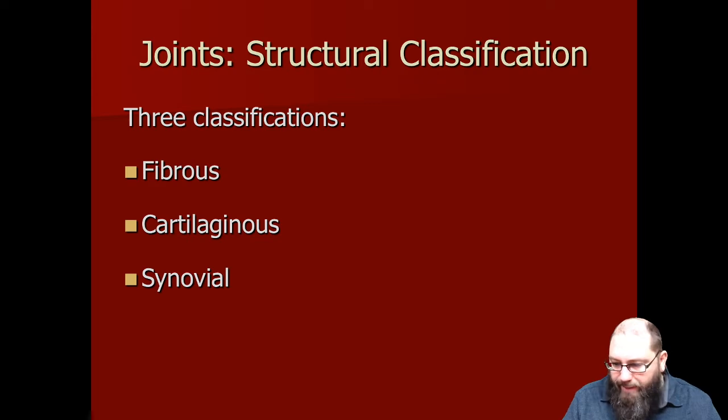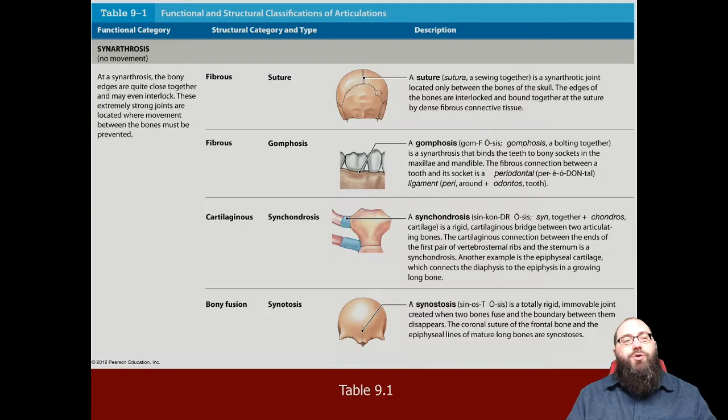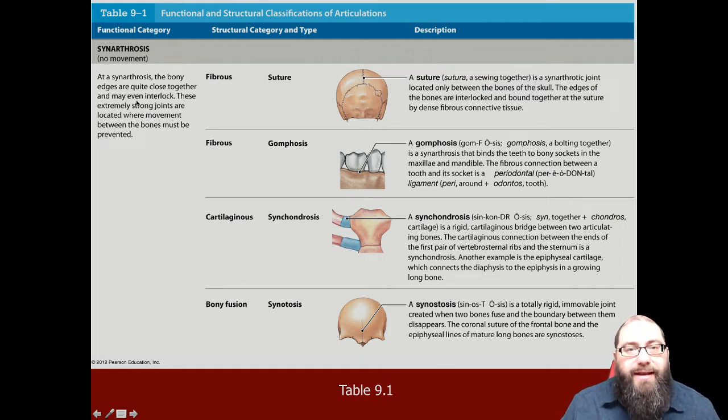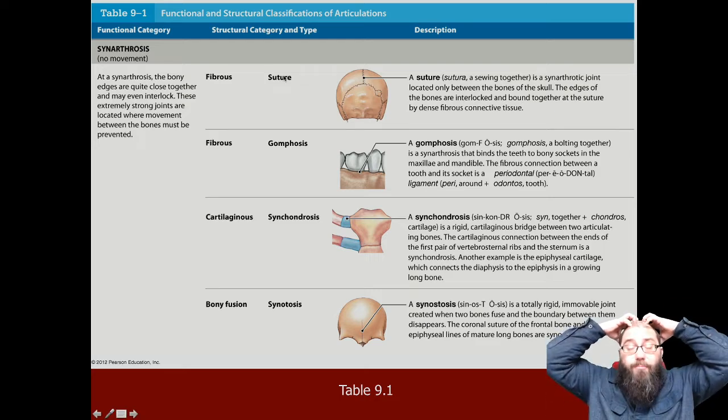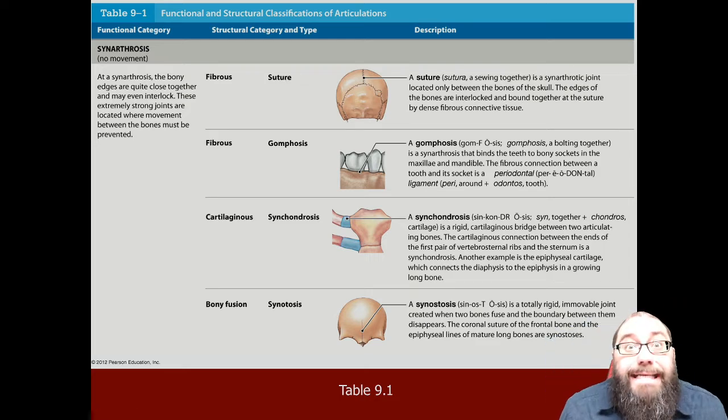You will see on page 267, it breaks these joints down. You'll see on the left-hand side your functional categories, and the structural categories and type in the center with a description off to the side. So you'll see synarthrosis is no movement. At a synarthrosis, the bony edges are quite close together, may even interlock. These extremely strong joints are located where movement between the bones must be prevented. I.e., if the two bones in your skull move too much, you're going to get brain damage!